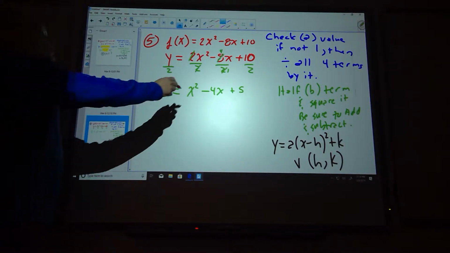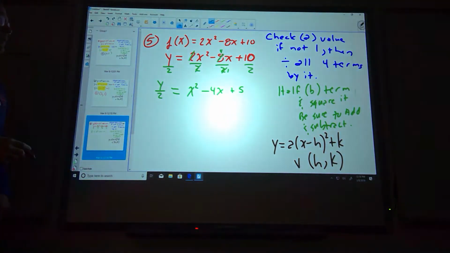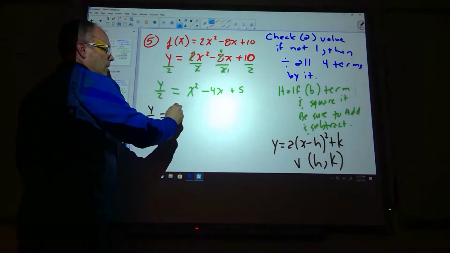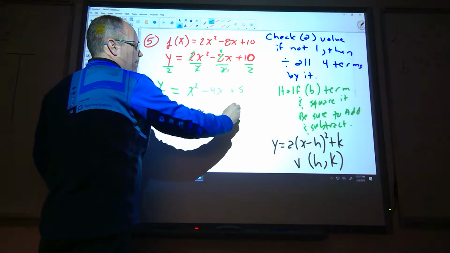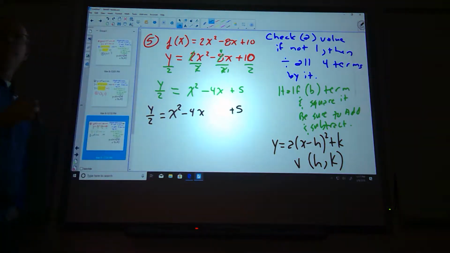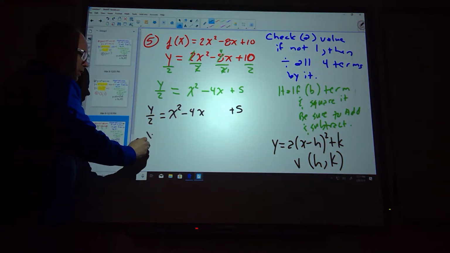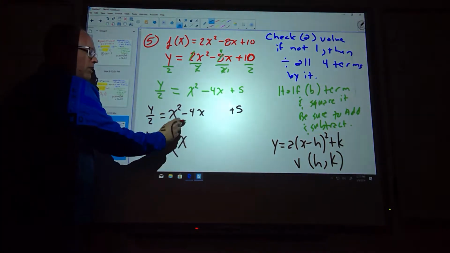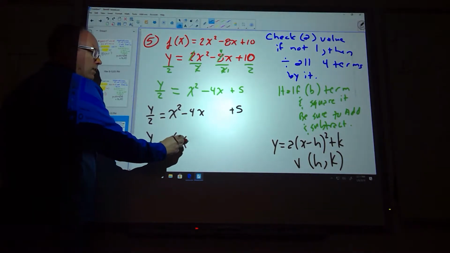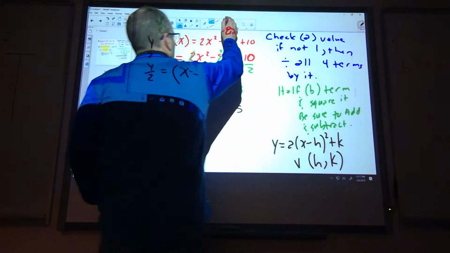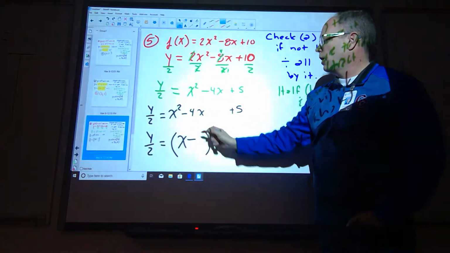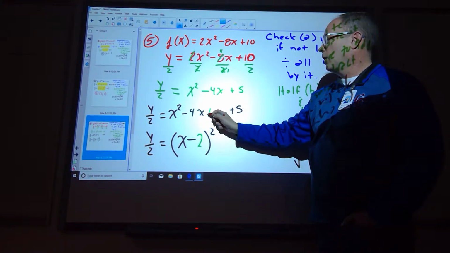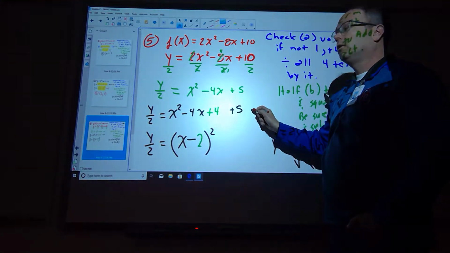All right, so what was my next step after that? The non-mathematical term was make a space. Is that okay? So again, this is going to go along with this. Remember, this term, that sign right there, if that was a positive, it would be a positive. Because it's negative, it's going to be negative. Okay? What is half of 4? 2. What is 2 squared? 4. If I add 4, I also subtract 4.